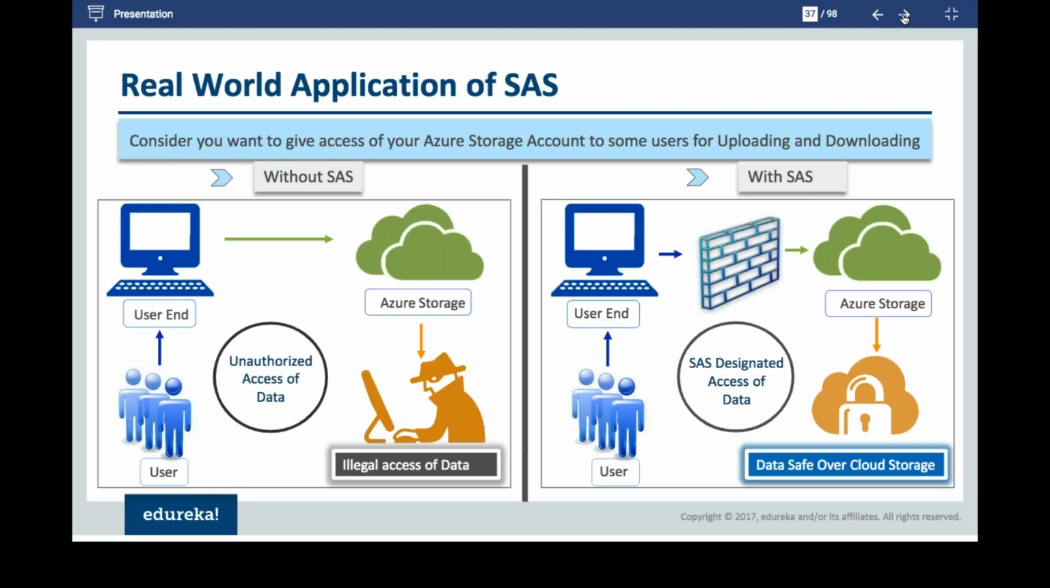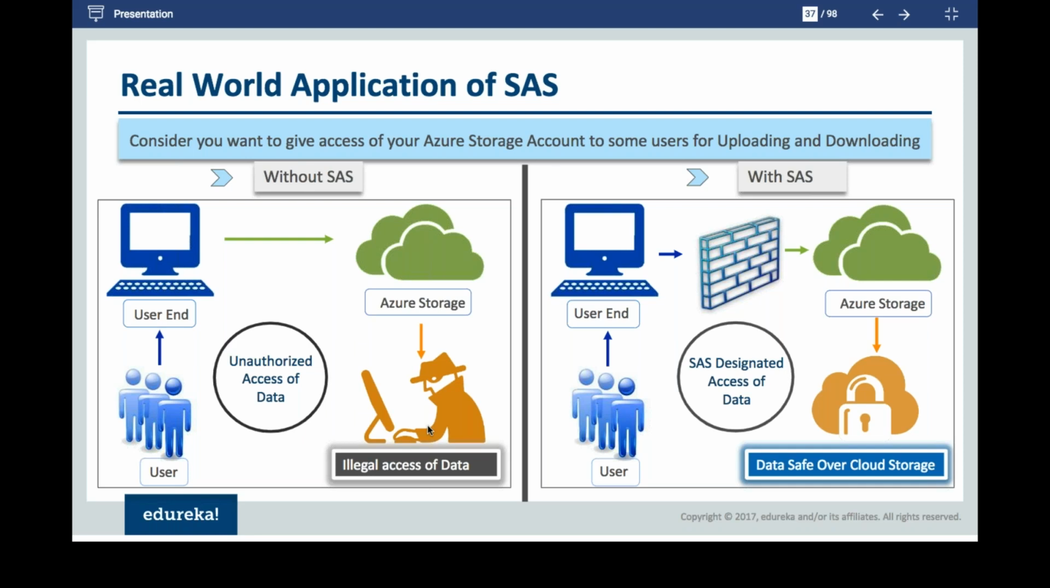So you have a couple of things. Here you can find the architecture. Without SAS, if you give the user access, he can access all sorts of data, all sorts of blobs, containers, and everything. Whereas when you provide a SAS token, you give a safer zone where you say that only these things can be accessed by the particular user.